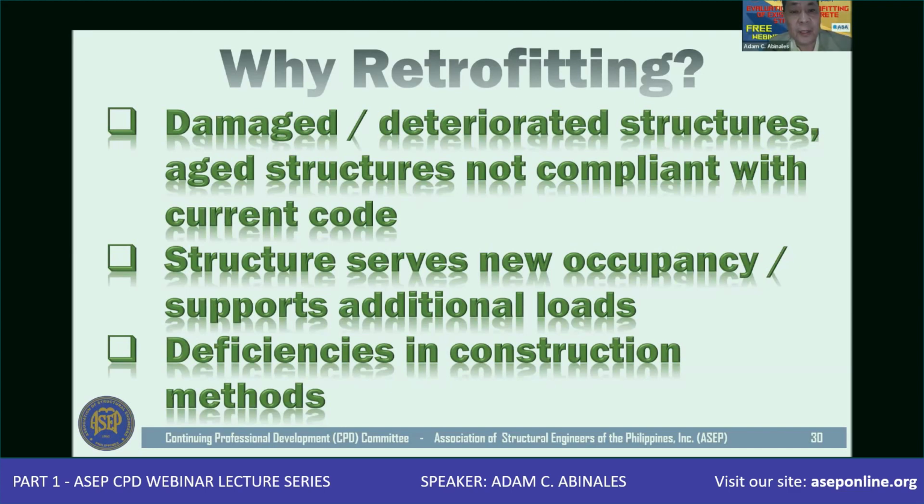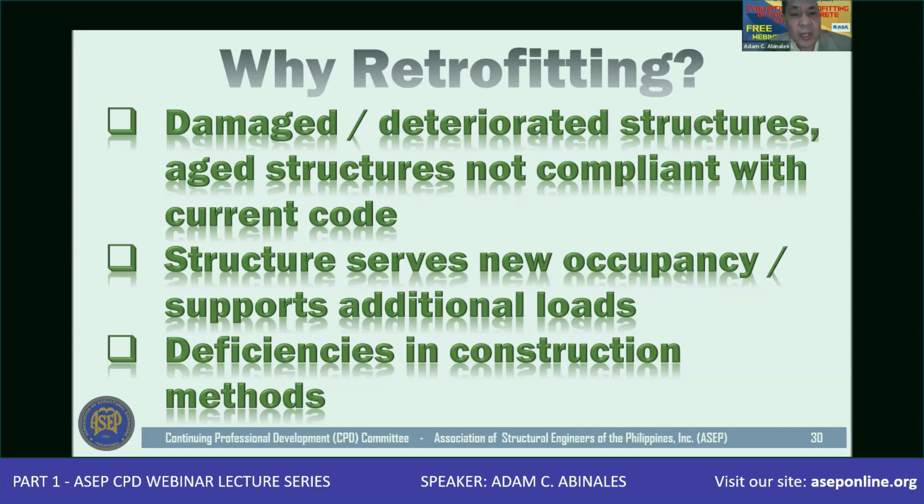But if the building is, for example, more than 20 or 30 years old, and that building was designed based on the previous code, and now we have a current code, then most probably you would be thinking about retrofitting of that particular aged building.